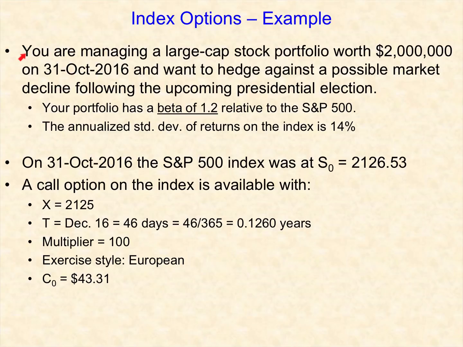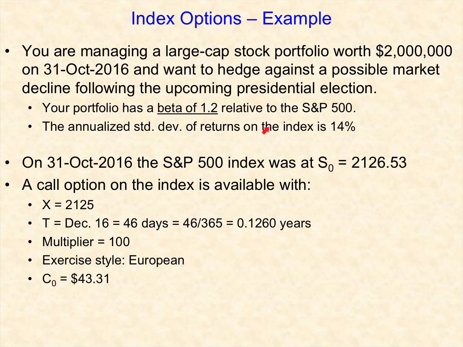Let's look at an example of hedging with index options. Suppose you're managing a large cap stock portfolio worth $2 million on the 31st of October 2016. You want to hedge against a possible market decline following the upcoming presidential election. Your portfolio has a beta of 1.2. Now, this is not the beta that we calculated a minute ago. That was just for our student managed investment fund, and this is a different example. So this portfolio has a beta of 1.2 relative to the S&P 500 index.